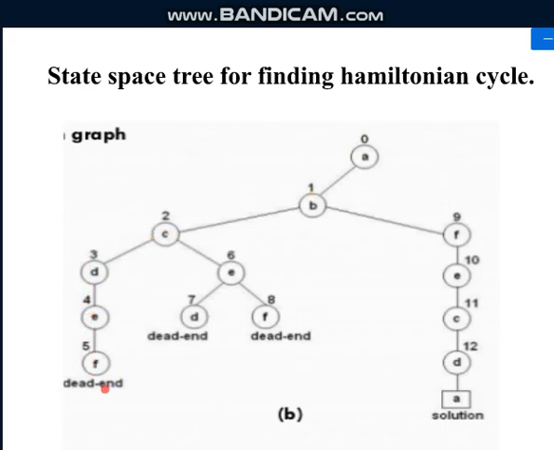Now you have reached the dead end. From F you cannot reach A because there is no path. So you are going back and then trying to find a different path. See, this is step 5 and this is step 6. So backtracking and then trying to find a different path.